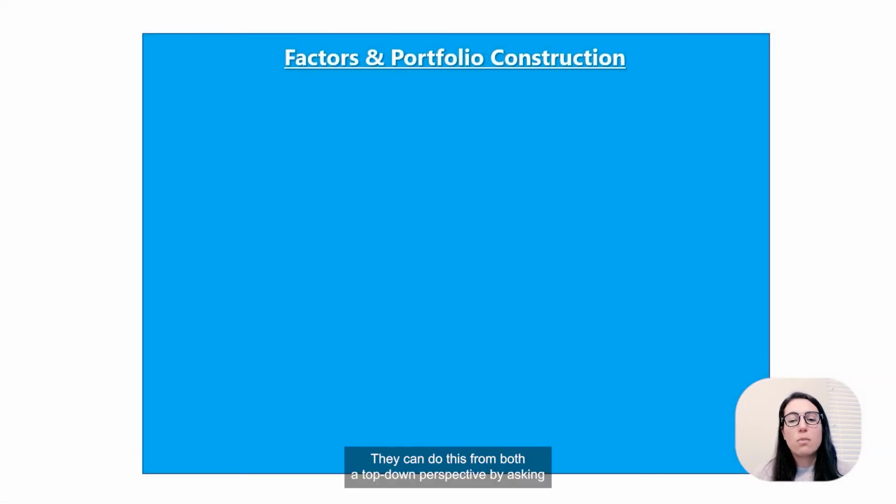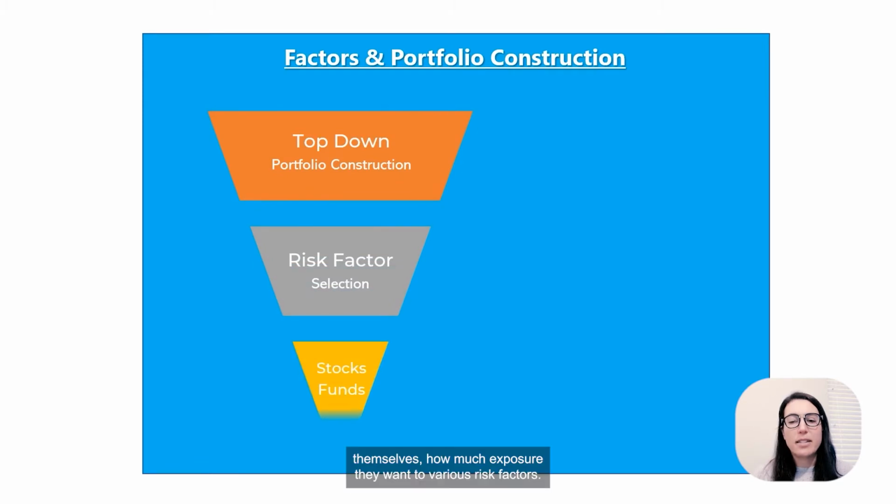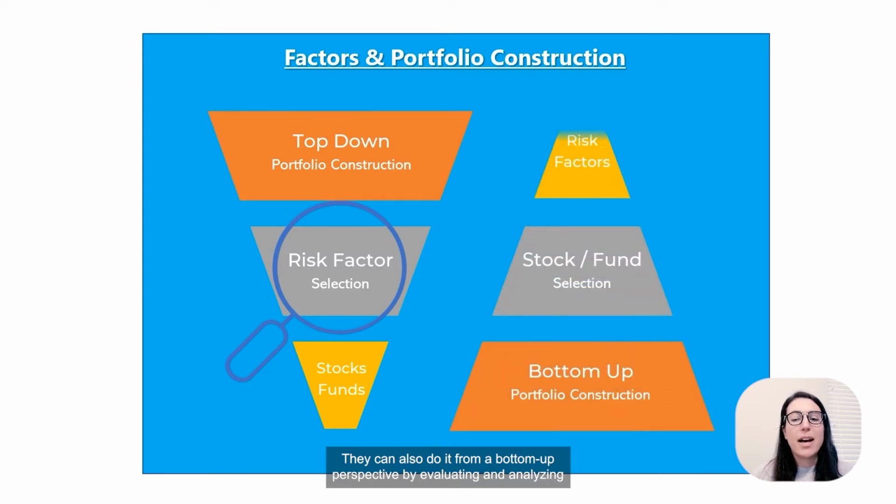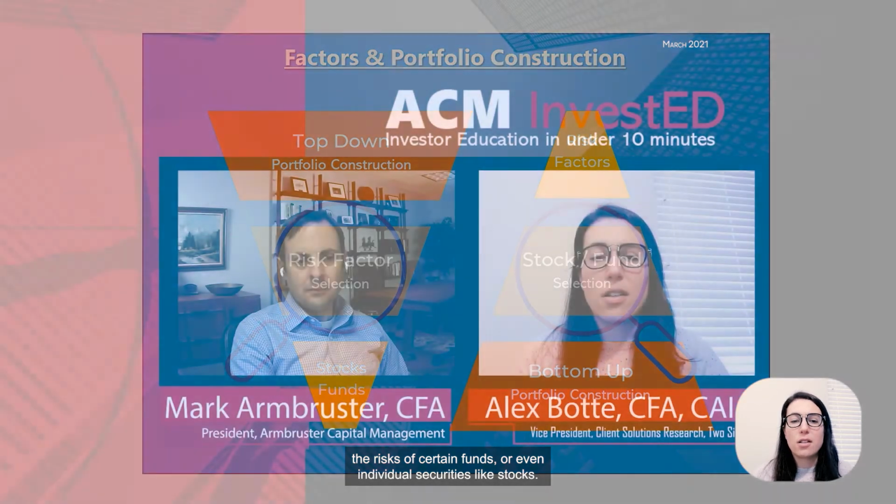They can do this from a top-down perspective by asking themselves how much exposure they want to various risk factors. And they can also do it from a bottom-up perspective by evaluating and analyzing the risks of certain funds or even individual securities like stocks.